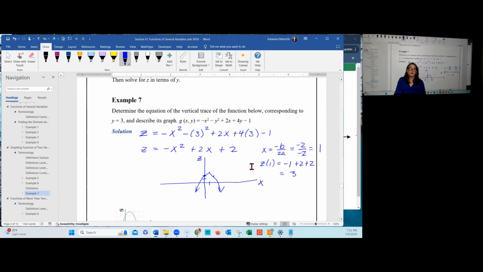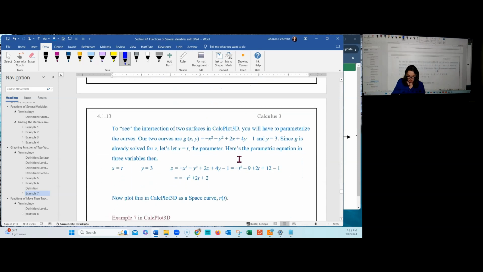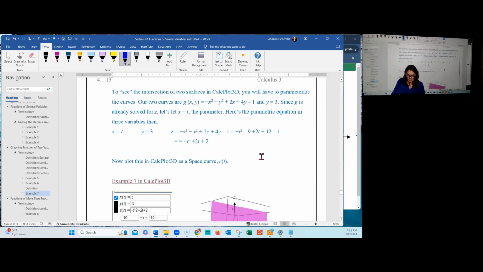So basically what we've done is we've taken the plane y=3, which is parallel to the XZ plane, and we've sliced it through this three-dimensional surface. This graph is the trace of that within that plane. So in order to graph it and see that intersection, which is a downward opening parabola, you will have to parameterize the curve, for which we need, of course, vector valued functions.